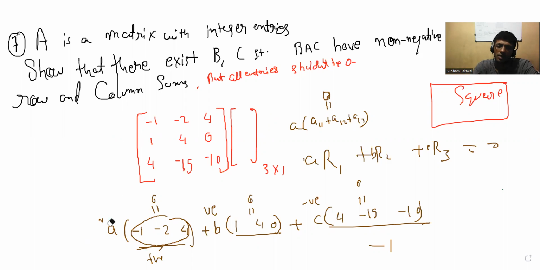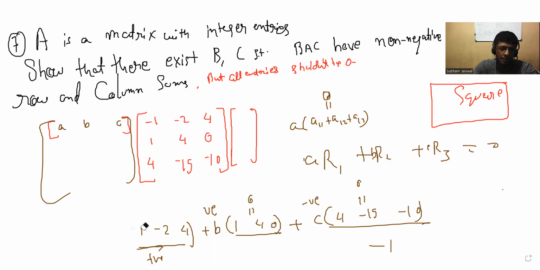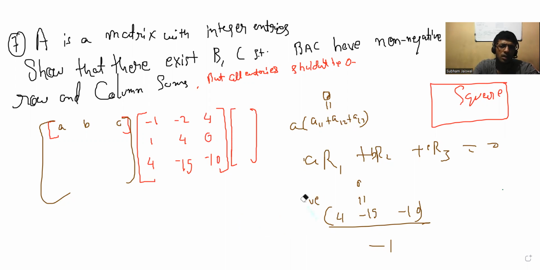Maybe another question. Two of the rows positive. You mean every entry or the row sum? Every entry. Okay. How do you do that?